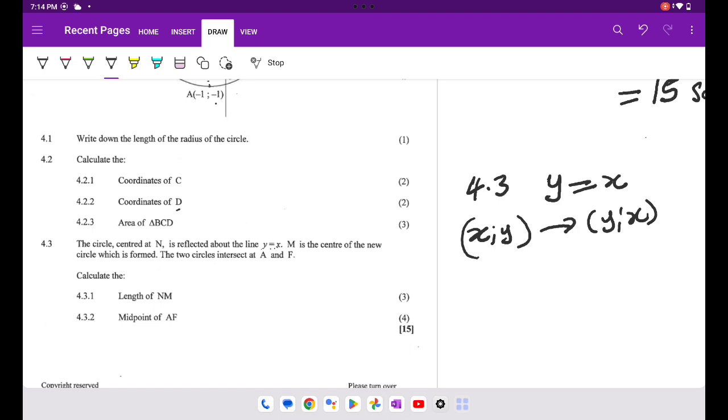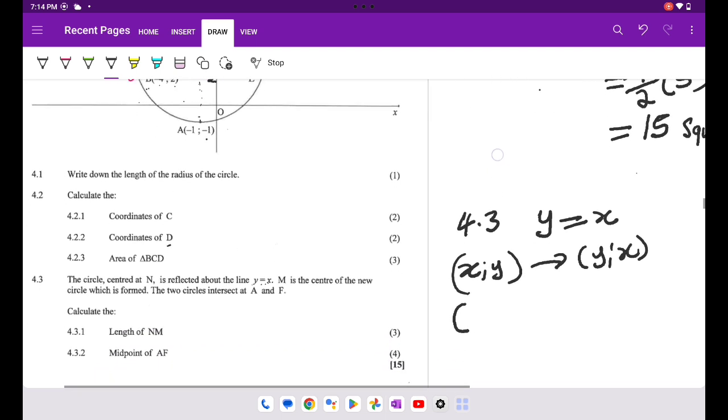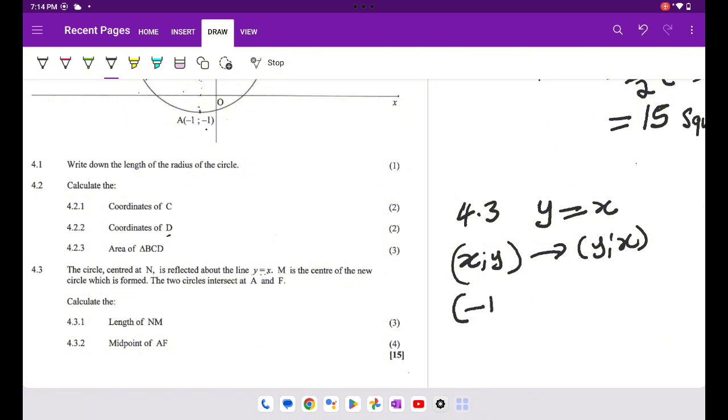Right. Now, M is the center of the new circle. So remember the center of the old circle was N, which is (-1, 3). So it means the new center, this was N, so M will be, we swap this, it will be (3, -1). Excuse me. Right. So M will be (3, -1).